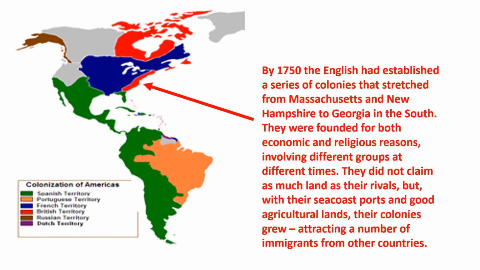By 1750, the middle of the 18th century, the English had established a series of colonies that stretched from New Hampshire and Massachusetts in the north to Georgia in the south. They were founded for both economic and religious reasons, involving different groups at different times. They didn't claim as much land as their rivals, the French, but with their seacoast ports and good agricultural lands, these English colonies grew and attracted a number of immigrants from other countries.